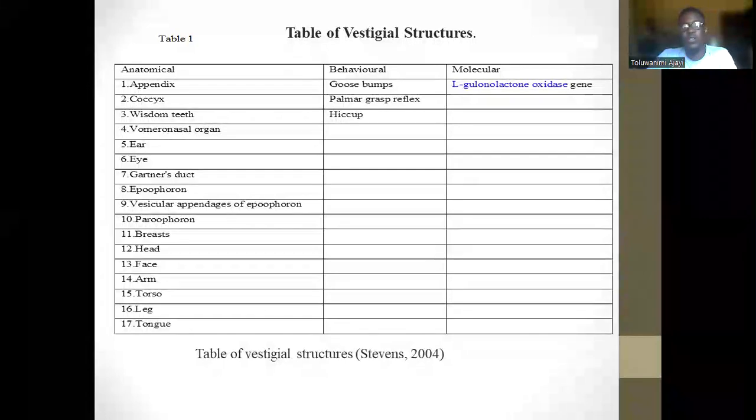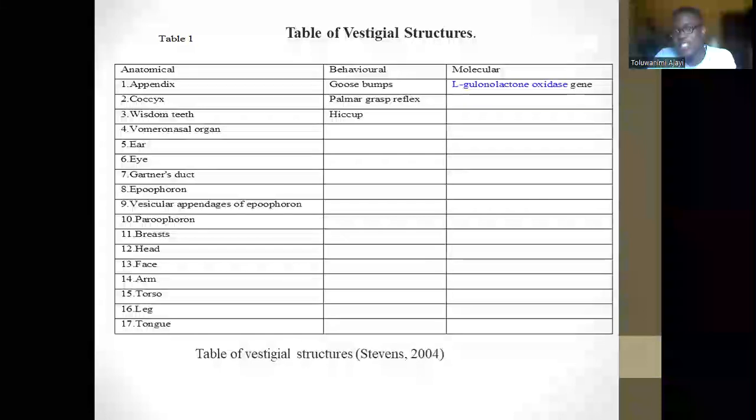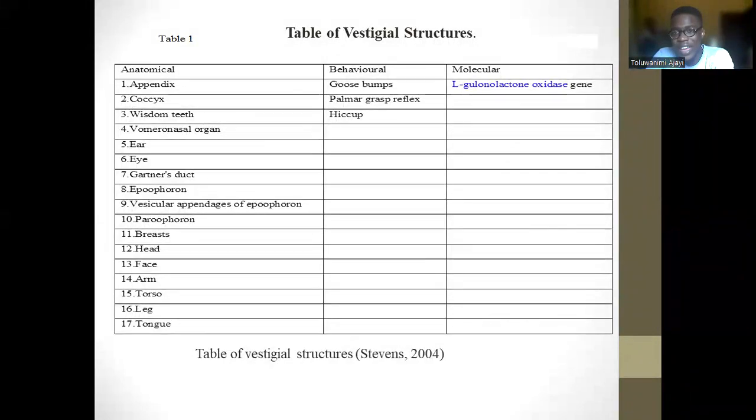Now, hiccuping is a function that helps in respiration, seen to be the major type of respiration in infants, even after birth. And it can be seen in previous species such as tadpoles as their major way of respiring. Now we have one other molecular structure, such as the L-gulonolactone oxidase, which is a particular gene, not completely functional in humans, but has been seen to help produce enzymes that are responsible for the production of vitamin C.